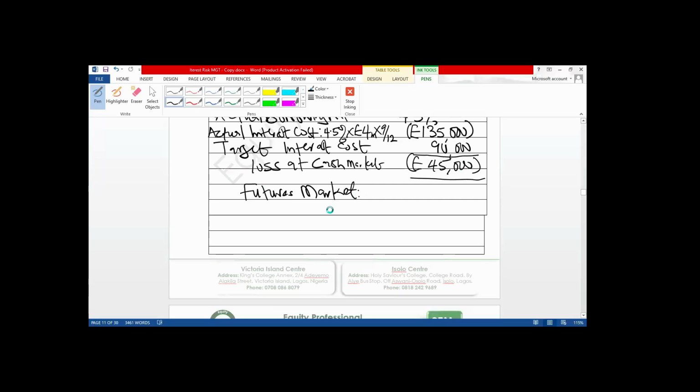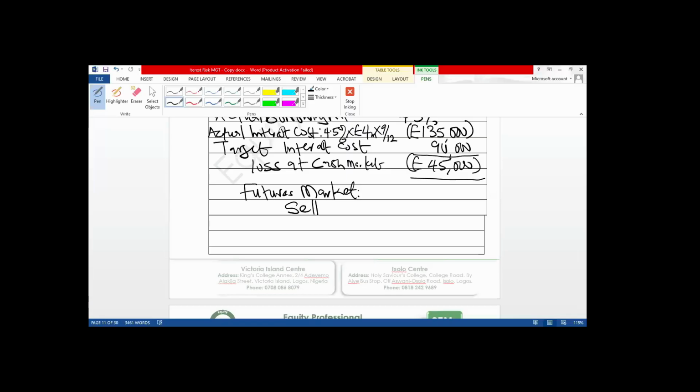At the futures market, you start by selling. Look at this. At the commencement of your hedging, we said the borrower will sell futures. Sell. The borrower will sell futures at what price?